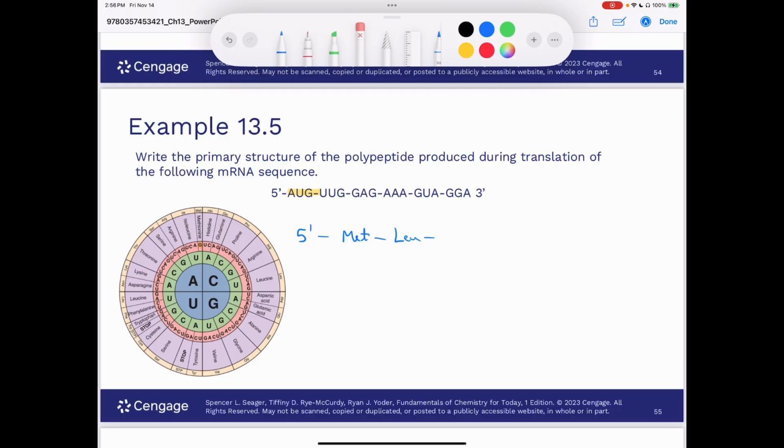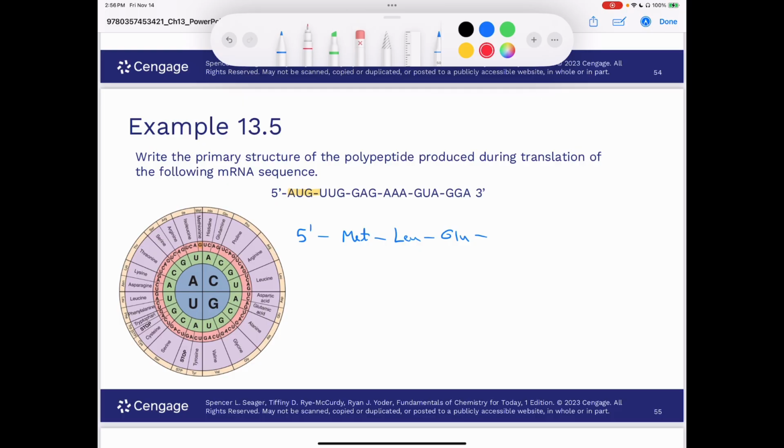After that one, we have GAG. So we have G, A, and G. And so that's a glutamic acid. So we use GLU to represent glutamic acid. All right, I'll erase all that.